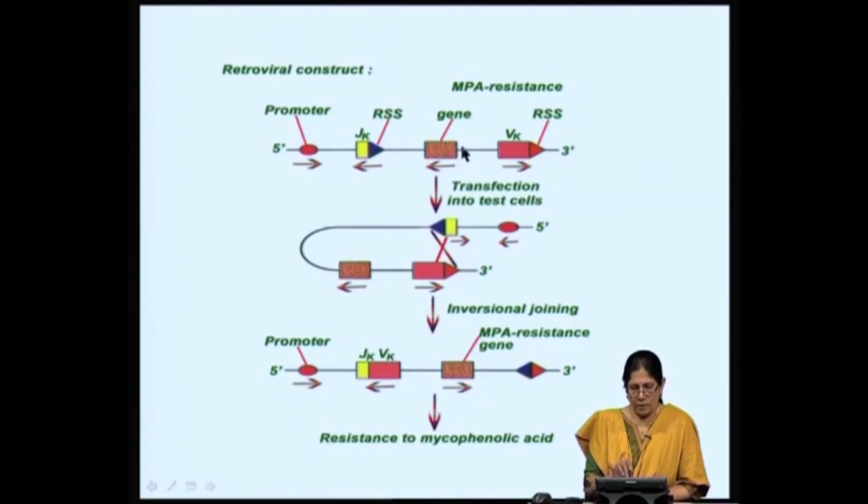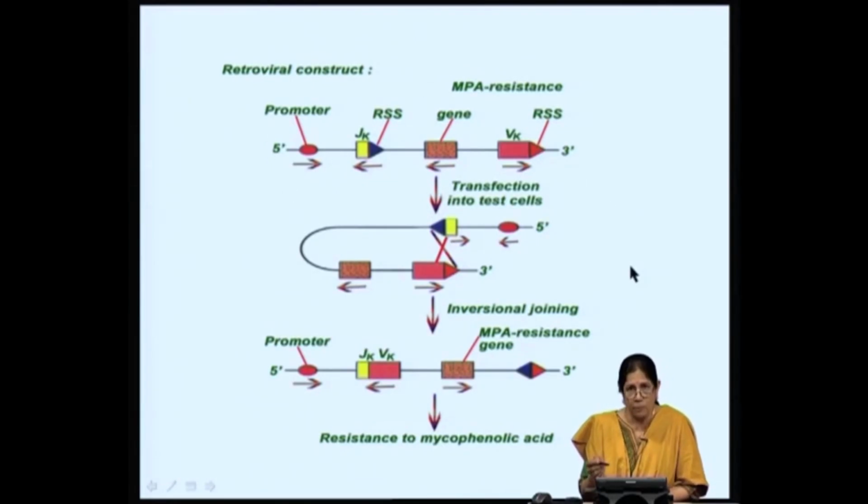Now, the gene is placed in between these two such that only if recombination between these two takes place can the gene be in frame with the promoter and thereby get expressed. Now, this construct was transfected into test cells.